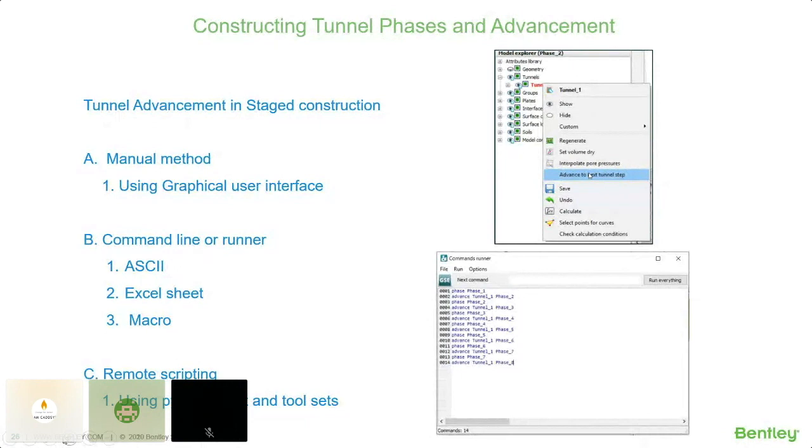And so for this, you have to have maybe commands in an Excel sheet or an ASCII format, or you can also have a macro. And the third one is you can also use a Python script for the tunnel advancement. The Python script can be a very effective method when you have multiple excavation cycles, or when you are adding a very large number, let's say 200 to 300 cycles.